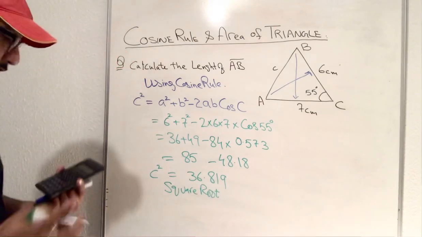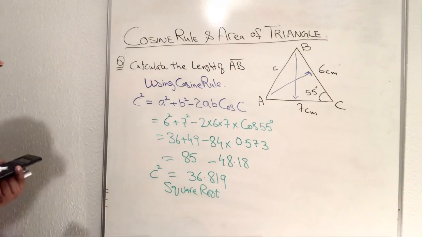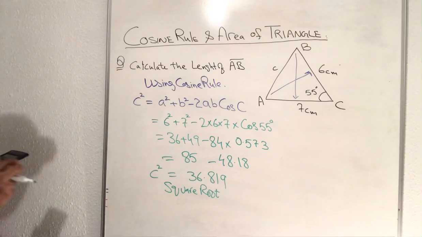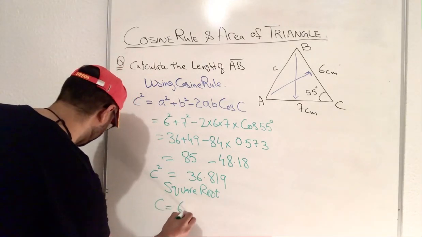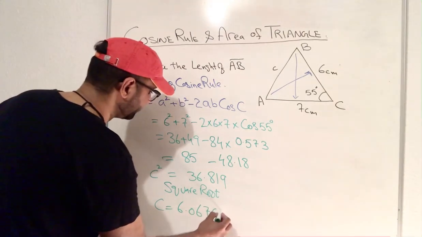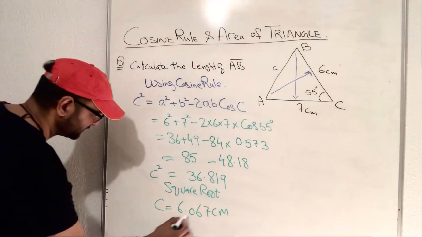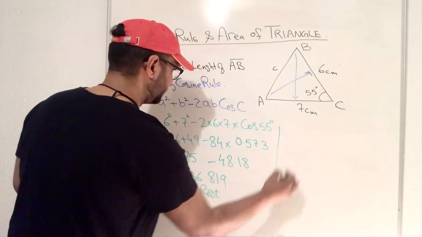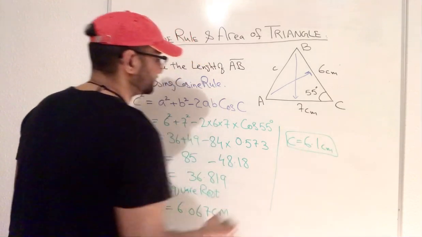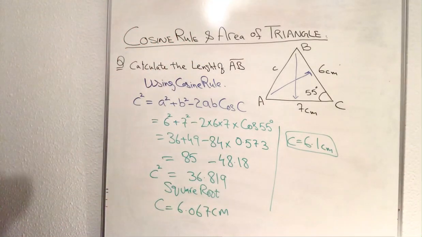When you find the square root, which c value is 6.067 centimeters. If they said up to one decimal place, that becomes 6.1 centimeters. This is the answer. It will always be positive because these are sides. So that's how we can work out the value of a third side.